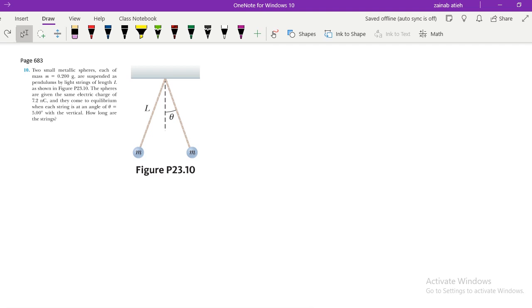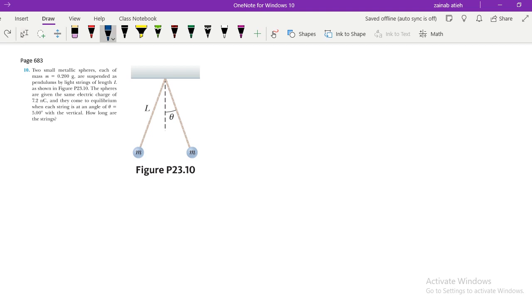strings of length L, as shown in figure 23.10. The spheres are given the same electric charge of 7.2 nanocoulomb, and they come to equilibrium when each string is at an angle of theta equals 5 degrees with the vertical. How long are the strings? So he's asking me to find the length of the string, which is L.